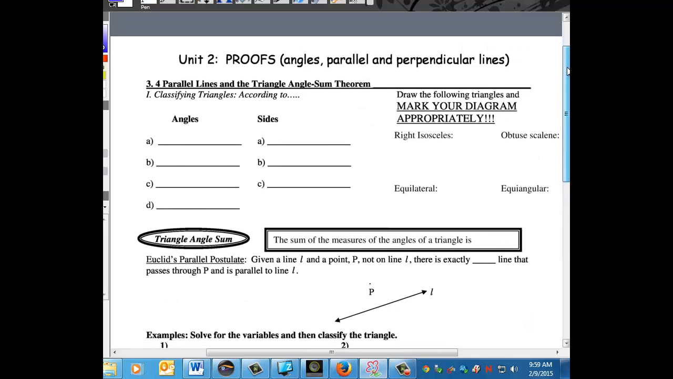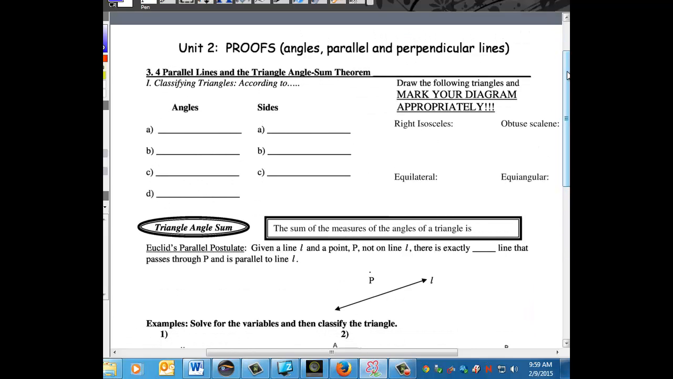Welcome back to geometry. We are at 3.4, parallel lines and triangle sum theorem. The way that we name triangles are with angles and sides. So the first angle that we now know about is we have an acute angle. And so we also know that we have an obtuse angle. And then we also know that we have a right angle.